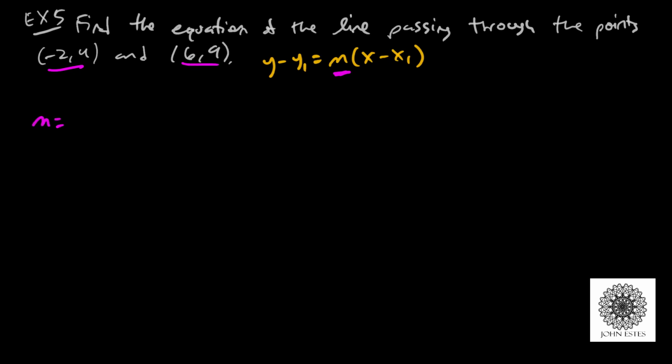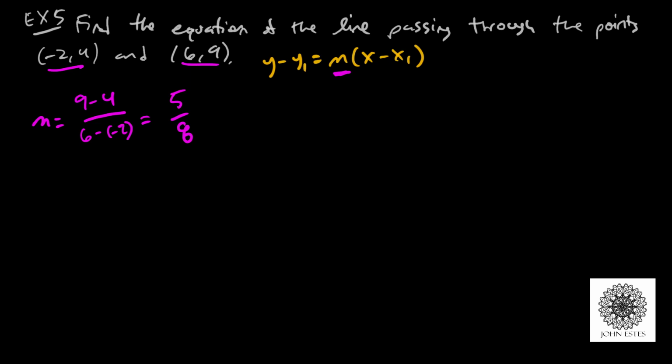So here I'm going to say m is, remember, the difference of the y's, so that's 9 minus 4 over the difference of the x's, that's 6 minus a -2. So 9 minus 4 is 5, 6 minus a -2 becomes a +8, so m is 5/8. Usually we like integers, but that's okay. It's not an integer this time, that's alright. Now I'm ready to plug it in, and I can pick either (-2, 4) or (6, 9) to be my point. I'll get the same equation either way.